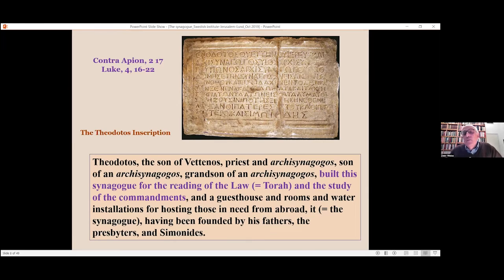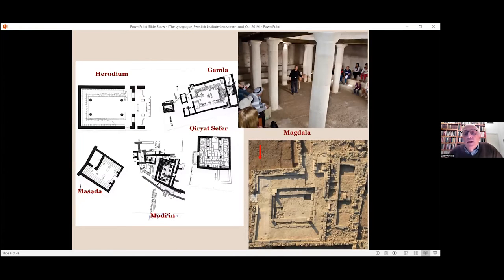So if we take the inscription, and we take also the sources, and we have several other sources indicating the same notion, the purpose of the synagogue in the late Second Temple period was mainly a kind of communal house. It was not a religious building. It was a communal house where people came together to read the law, to study the law, and also to study the commandments, to understand the meaning of the laws in the Torah.